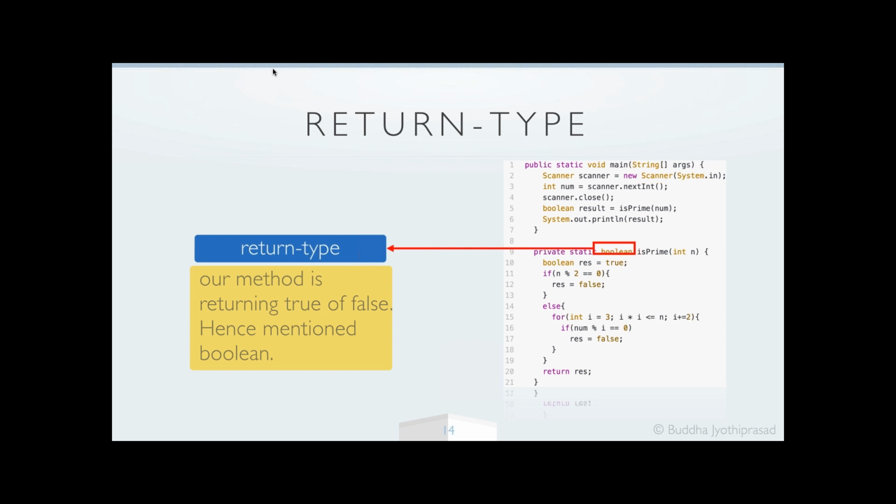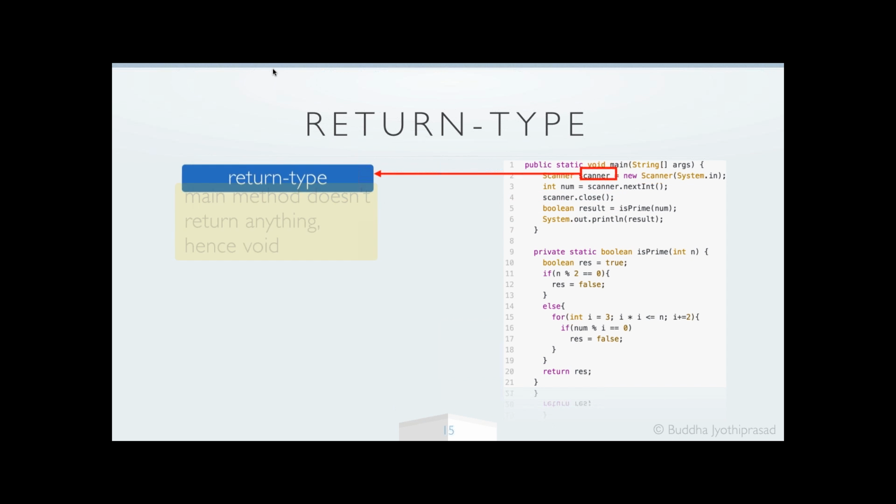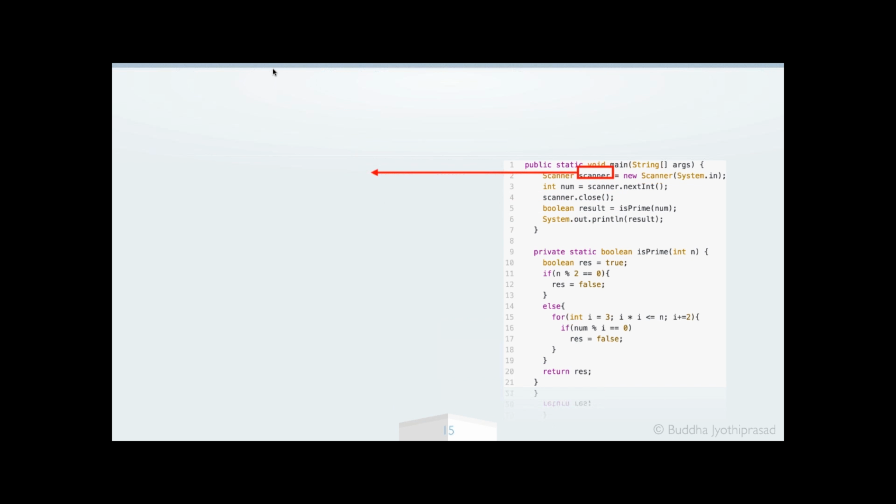And now this is the return type. So we are telling that the isPrime method is going to return the boolean data type, either true or false. And the main method is returning something called void. We generally use void when that method doesn't return any data. Maybe it is doing some operation, and it doesn't have to return anything.